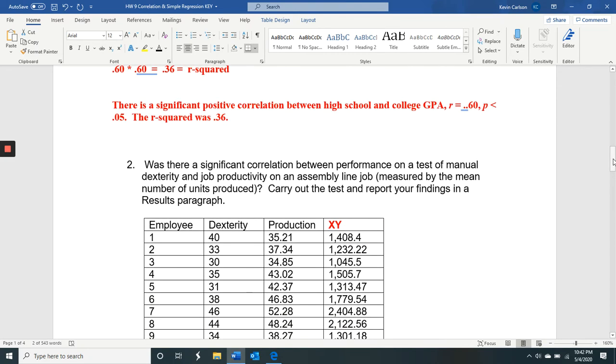So here's our little sentence that we write. There is a significant positive correlation between high school and college GPA, R equals 0.60, and P is less than 0.05 because we rejected the H0. The R squared was 0.36. Remember, we don't need to say small, medium, or large here, because people that know correlation research know that the R squared is the percent of variance in the Y directly linked to the X variable. So 36% of the college GPA is directly linked to the high school GPA.